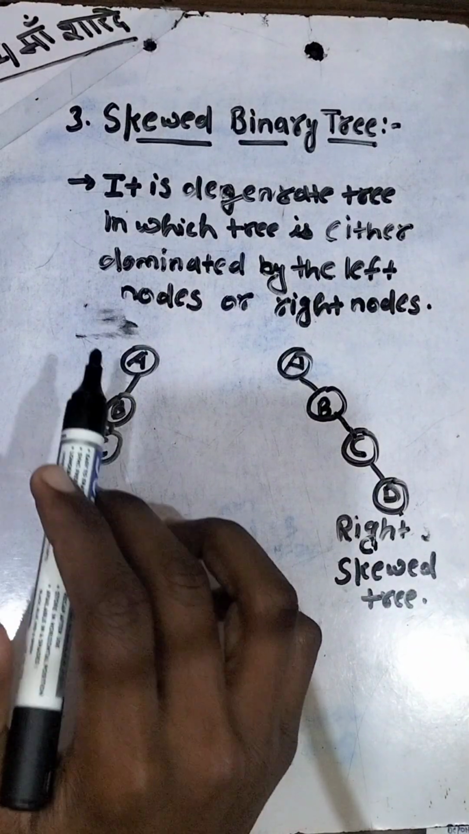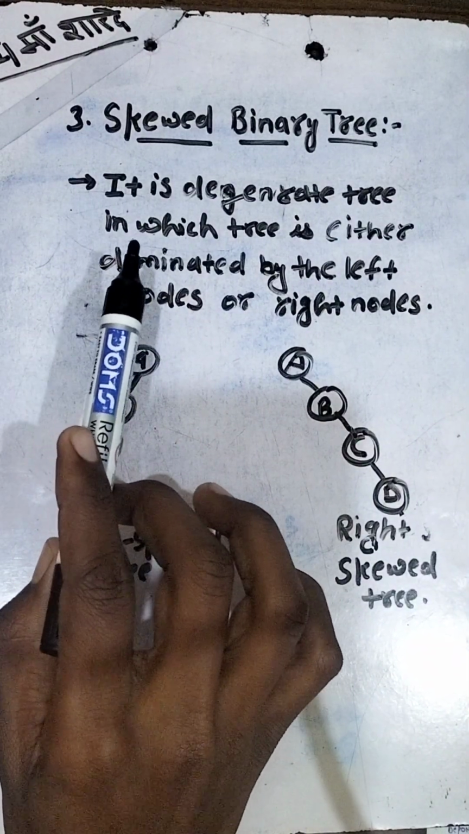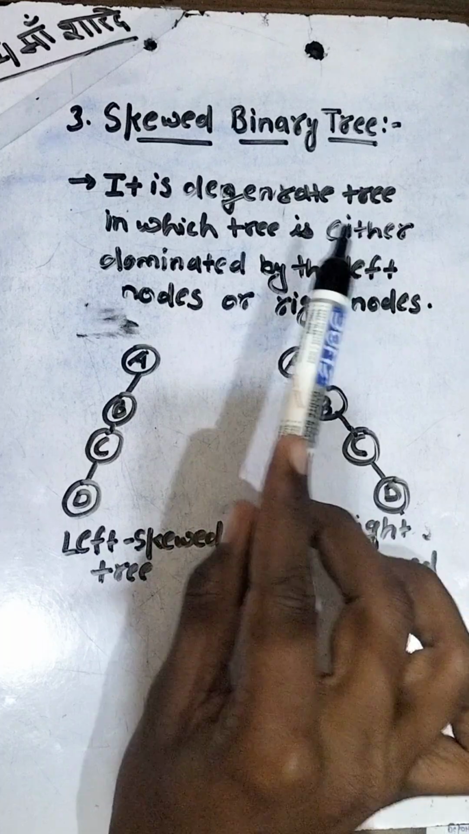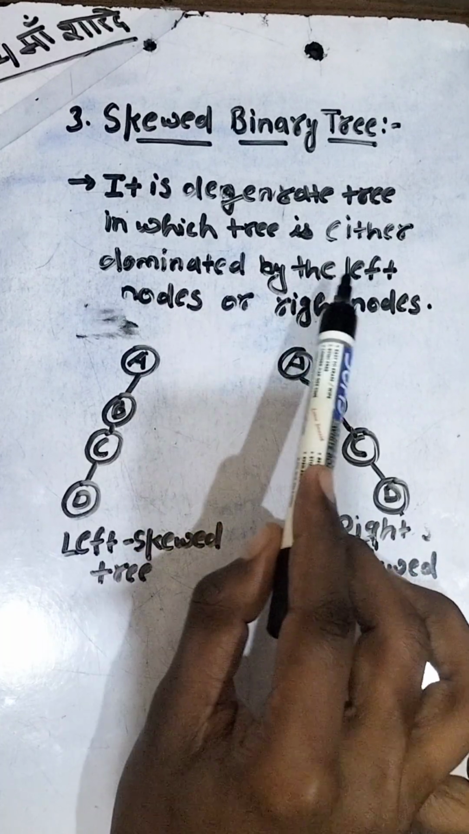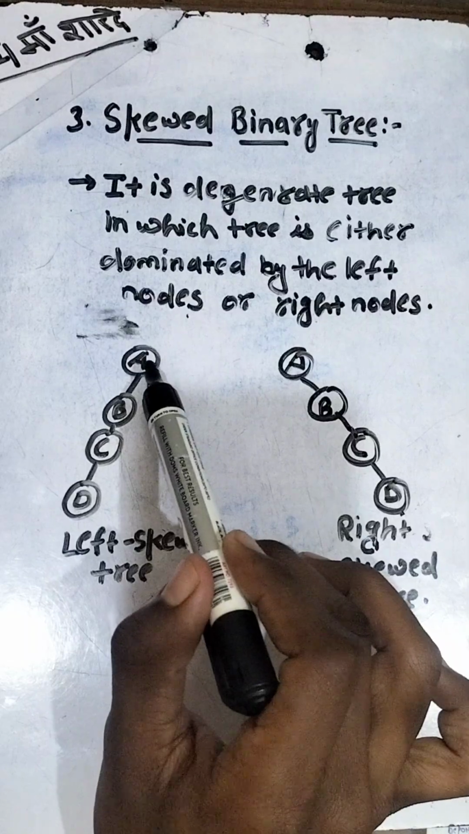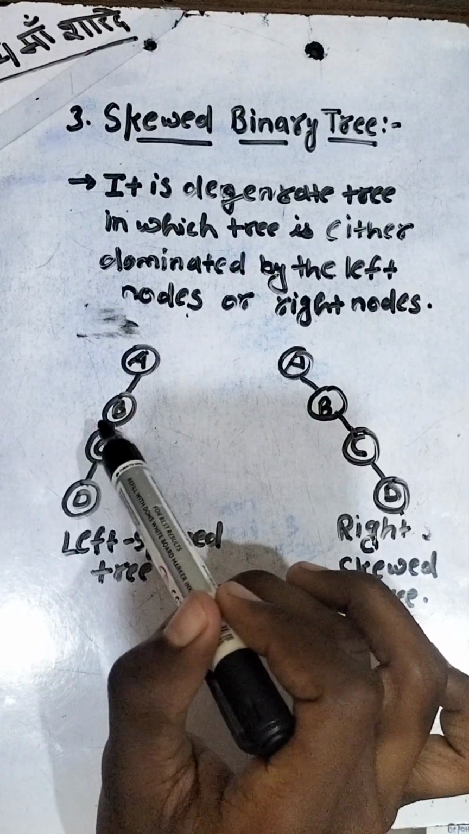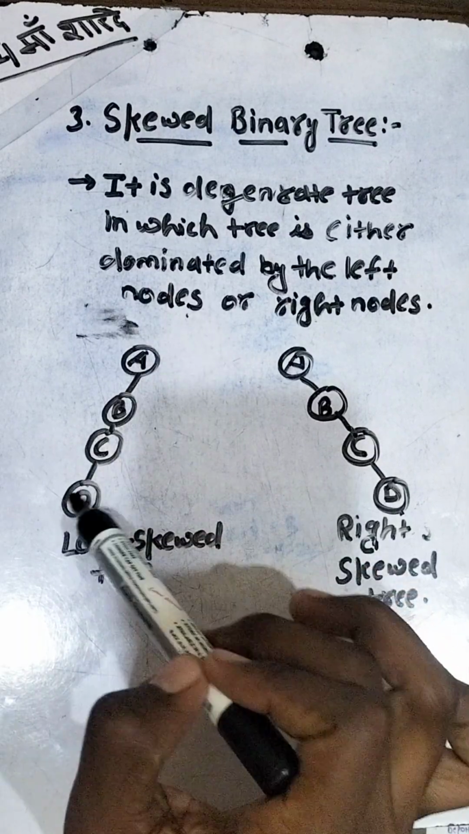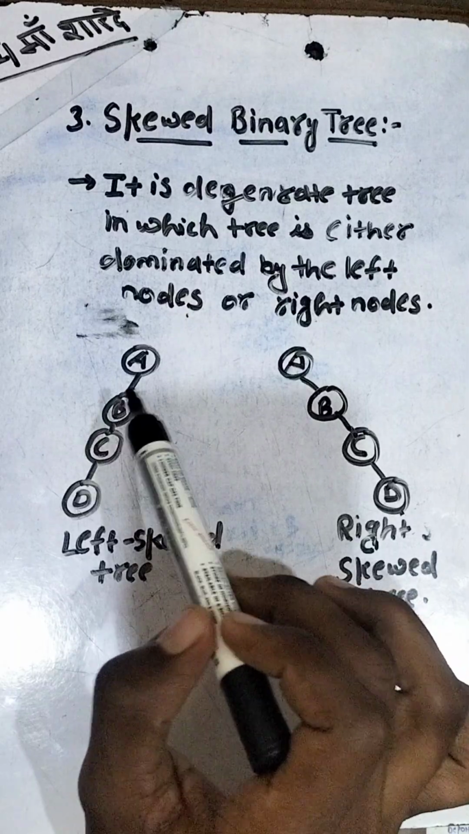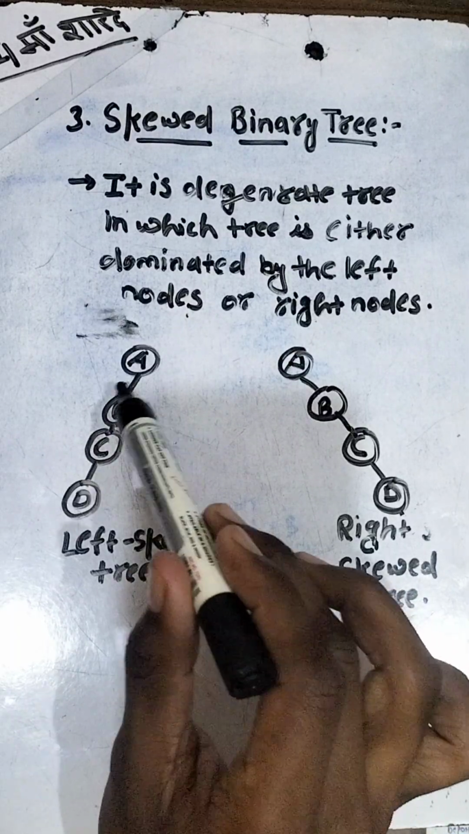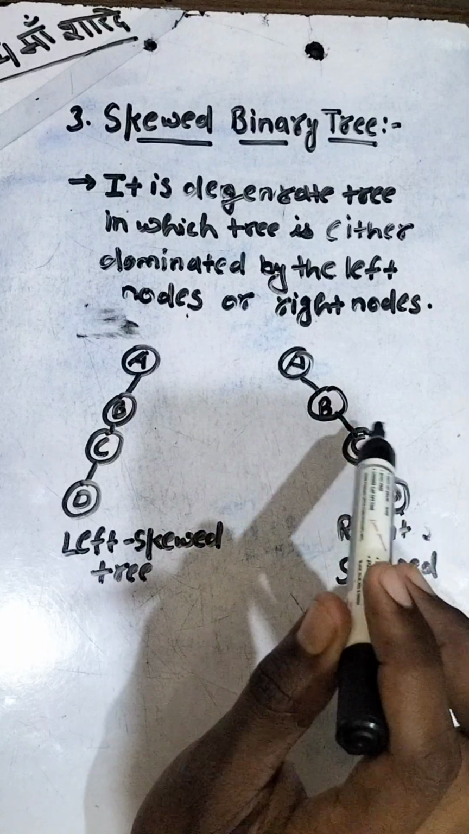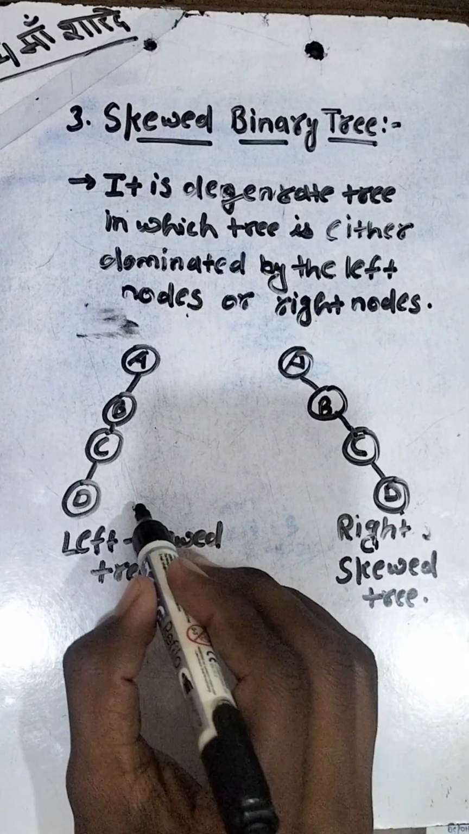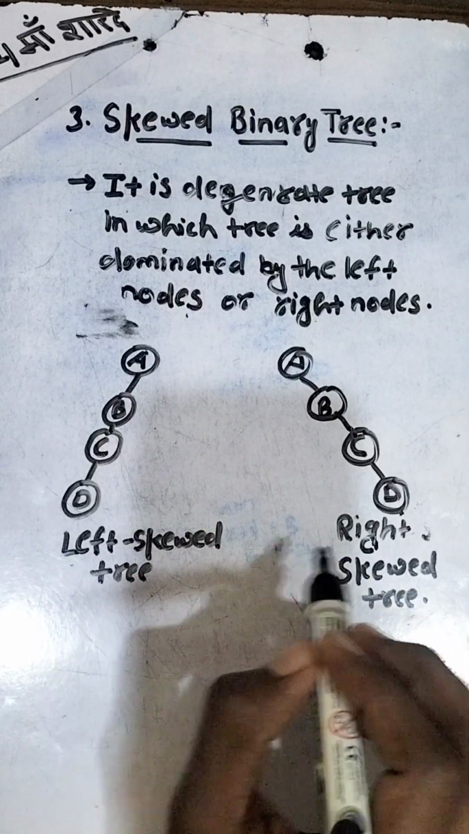Now we will discuss the third type, that is the skewed binary tree. It is also known as a degenerate tree, in which the tree is either dominated by left nodes or right nodes. Means in this, either all nodes will be on the left side or on the right side, but it is also part of a degenerate tree in which all the parent nodes have only a single child. But either they are all on the left side or all on the right side. So that's why it is a skewed binary tree. So that is why it has two types, left skewed tree and right skewed tree.